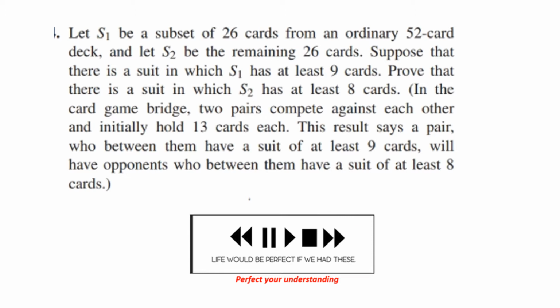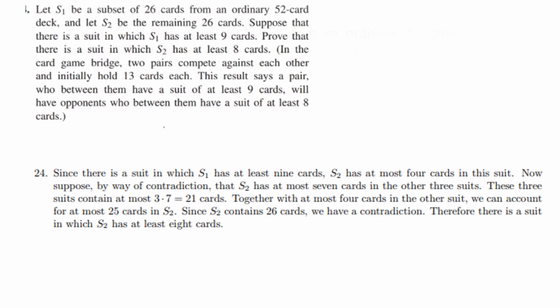Let's see how you did. So here is a proof by contradiction. Suppose there is a suit in which S1 has at least 9 cards. There are 13 cards in each suit, so if this has at least 9, then in S2 there are at most 4 cards in this suit.